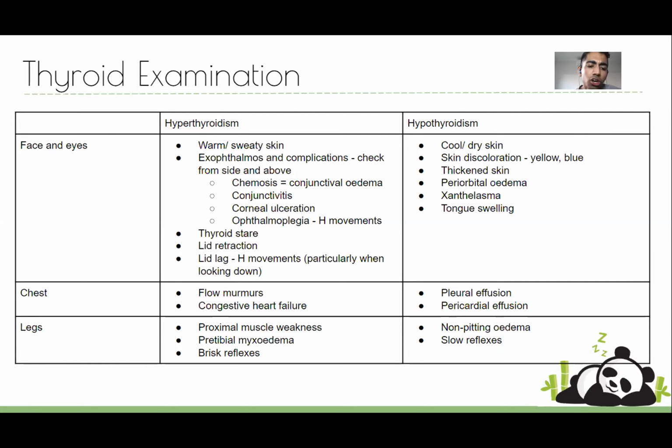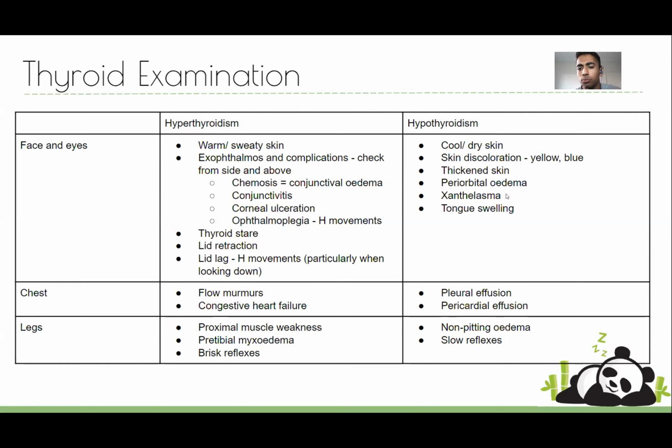Lid retraction. So if their upper eyelid is pulled back a lot, I think it's best to look at pictures for this online. But if their upper eyelid is pulled back a lot in comparison to their other eyelid, that's a sign of hyperthyroidism. And if they've got lid lag, so if you're doing your H movements and they're moving their eyes, but their eyelids aren't moving at the same pace, if they're not synchronous with their eye movement, particularly when they move their eyes down, that's lid lag basically.